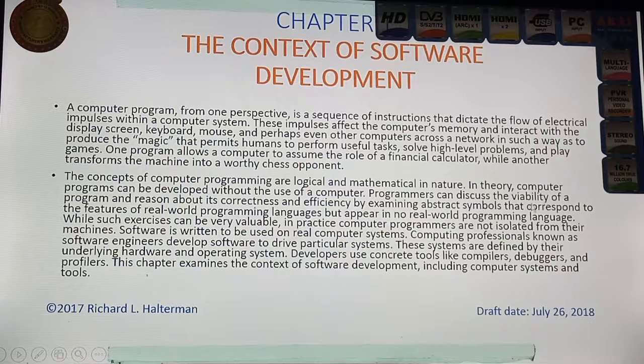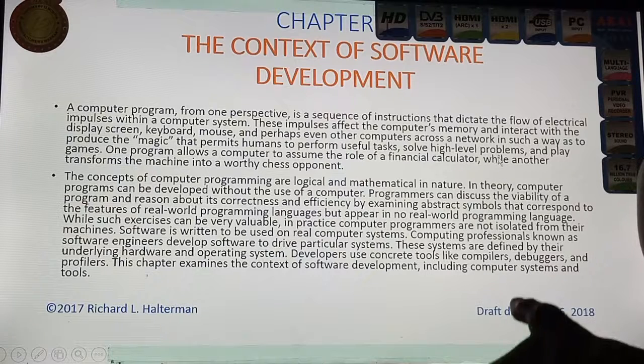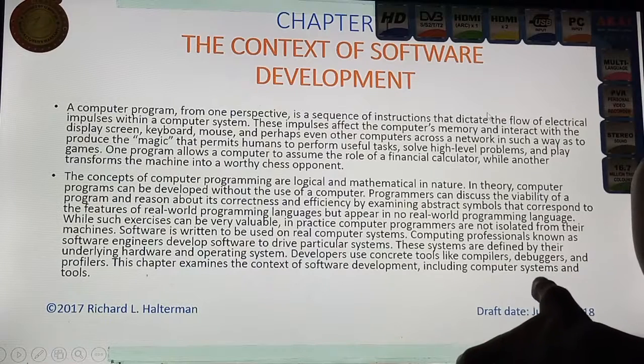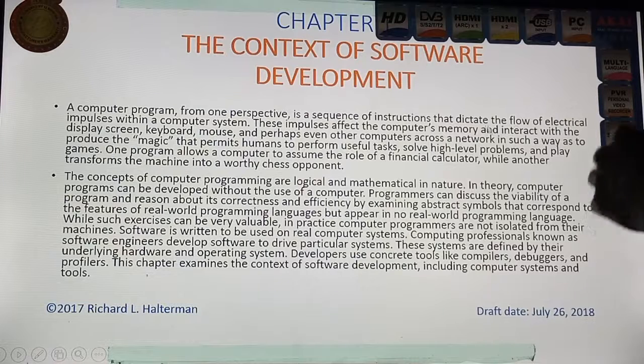Programmers can discuss the viability of a program and reason about its correctness and efficiency by examining abstract symbols that correspond to the features of real-world programming languages, but appear in no real-world programming language. Thus, they sit down and discuss how a program can be made, which means they can think of how to create a particular program without accessing their computer. But that does not mean they create a software or a program without the use of a computer. That's what it says over here.